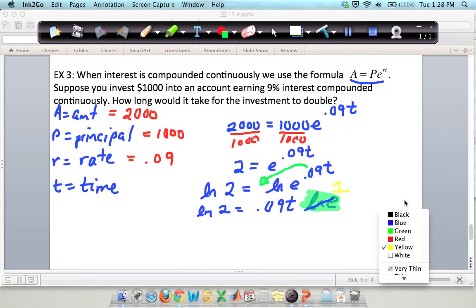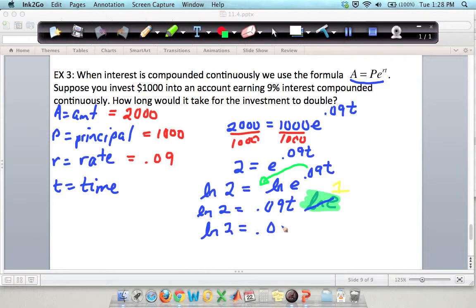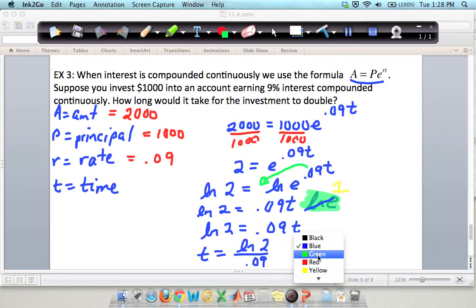So it's actually simplified, so it's just natural log of 2 equals 0.09 t. So if this didn't equal 1, I would just divide both sides by natural log of e. But it goes away. So now to get t by itself, I'm just going to divide by 0.09. And then put this into your calculator. Remember, you do need to end the 2 with the parentheses to show that's your numerator. And when you do this, you should get about 7.7 years. That's how long it'll take for your money to double.